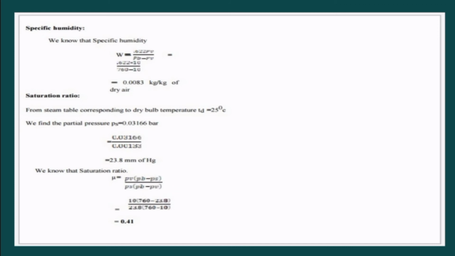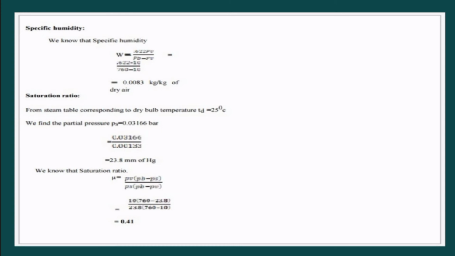So, saturation ratio is equal to 0.03166 all over 0.00133. Saturation ratio is equal to 23.8 mm of Hg.